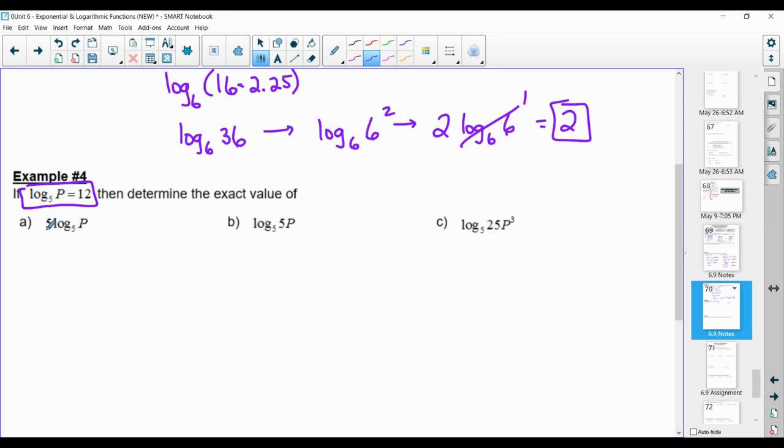So the first one, we have 5 times log base 5 of p. Well, this log base 5 of p can be replaced with 12. So we're going to have 5 times 12, which is 60.